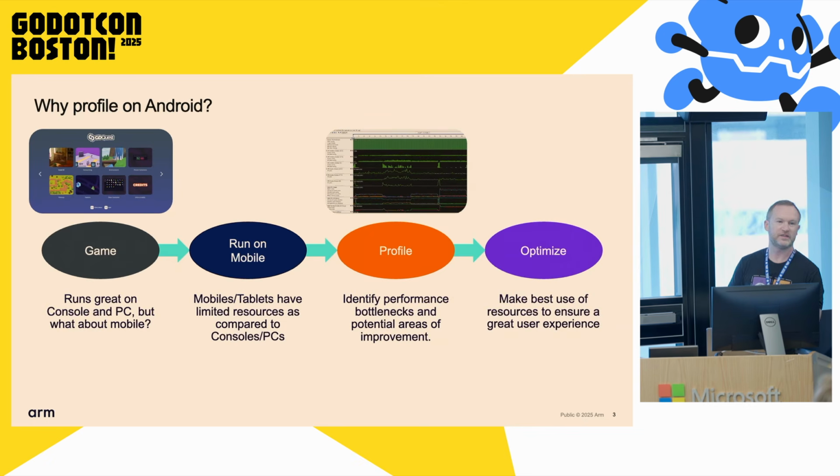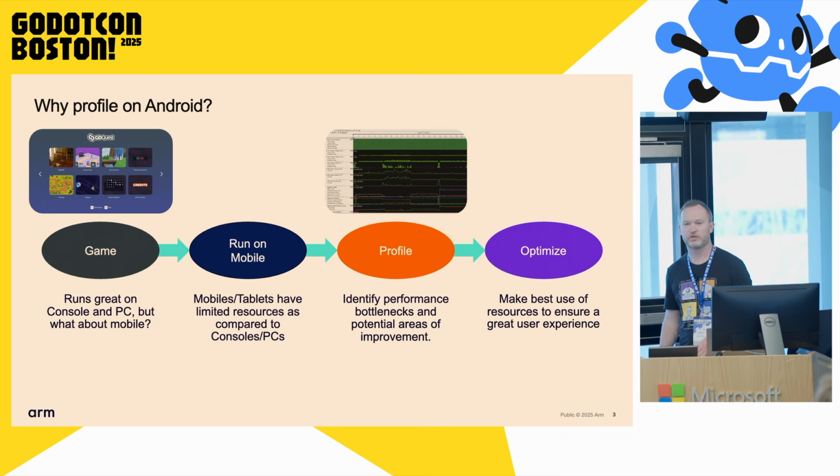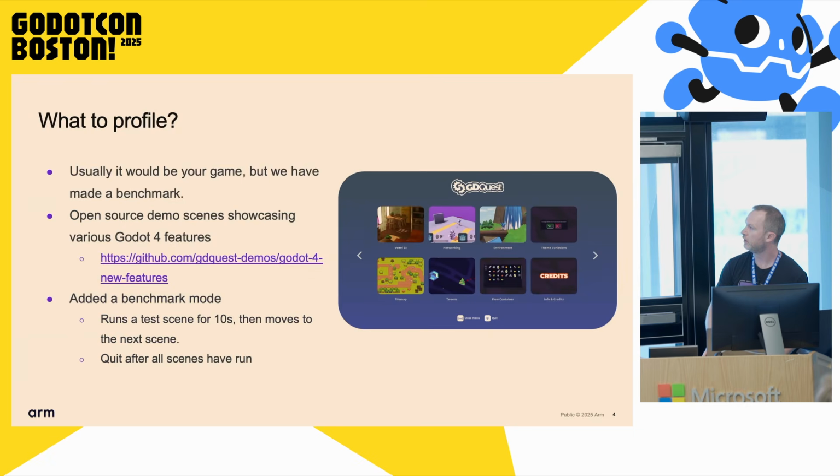So what we need to do at that point is do some profiling. Today you're going to learn how to do that, providing you can get your hands on a device. You can then use our profiling tools to identify performance bottlenecks or areas that you can improve. And after you've spotted those, then you can go into trying to optimize the key parts to make it perform better on mobile. So that's why we would want to profile.